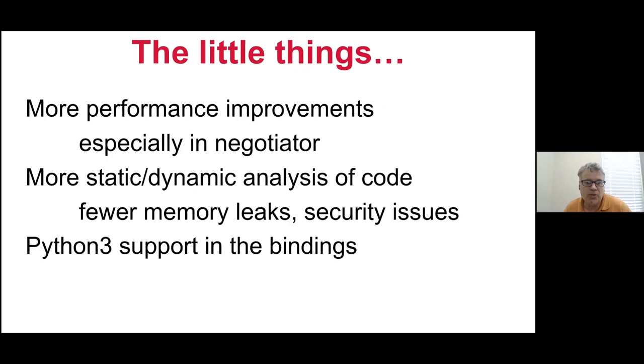There's a million little things that we've added. We've done performance improvements in the SciTokens, in the negotiator, in ClassAds in general. We've done a lot of tool support for analyzing the code, both dynamically and statically. So hopefully there's zero or fewer memory leaks or security issues. We've added Python 3 support everywhere in the bindings, which is a big thing. So I know a lot of our users are moving from Python 2 to Python 3.